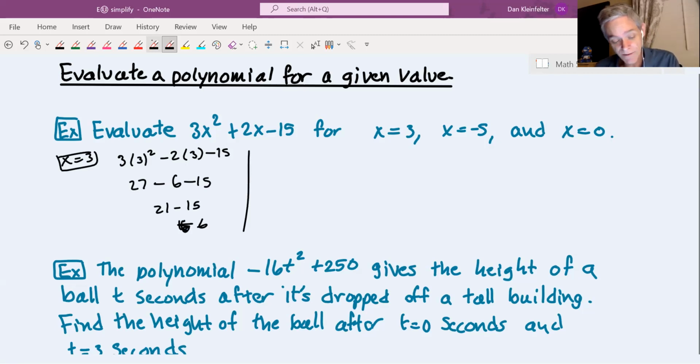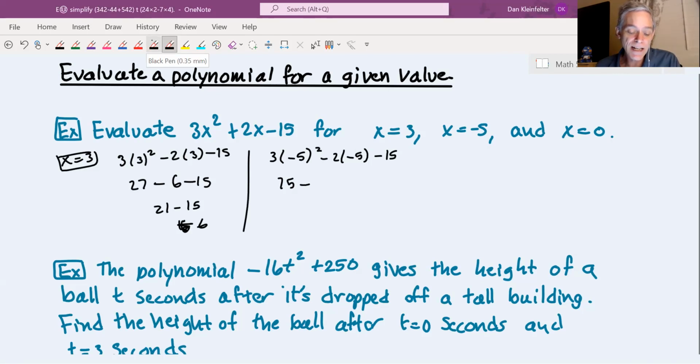Okay, let's try negative 5. You'll notice as I'm substituting these variables in, I'm inserting parentheses just to really make sure that we do our order of operations correctly. Definitely a good idea as you replace a variable with a value to wrap that value in parentheses. Okay, negative 5 squared is 25 times 3 will be 75. And then negative 2 times negative 5 will be positive 10. And then we have minus 15 in the back. 85 minus 15 is going to be 70.